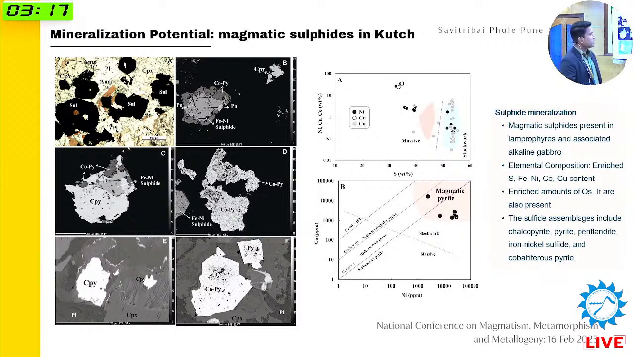These are some BSE images. We only conducted some preliminary mineralogical studies on this. These are sulfides which are rich in nickel, cobalt and copper, and a few of them also show enrichment of 0.5 to 0.7% of PGEs. These minerals are mostly chalcopyrite, pyrite, pentlandite and cobaltiferous pyrite. You can see the size of the minerals present; they are more than 500 microns.